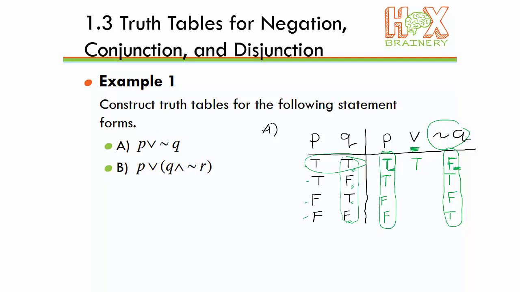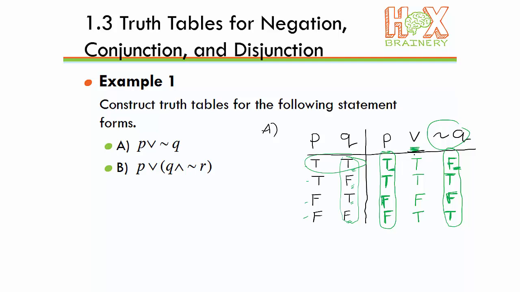In the second case, I have true for P, true for the not Q. That's going to clearly be true. In the third case, I have a false for P and a false for the not Q. Well, both of those are false, so that disjunction ends up being false. And then in the last case, we have false for P, true for not Q. So at least one of them is true, so the disjunction is true.